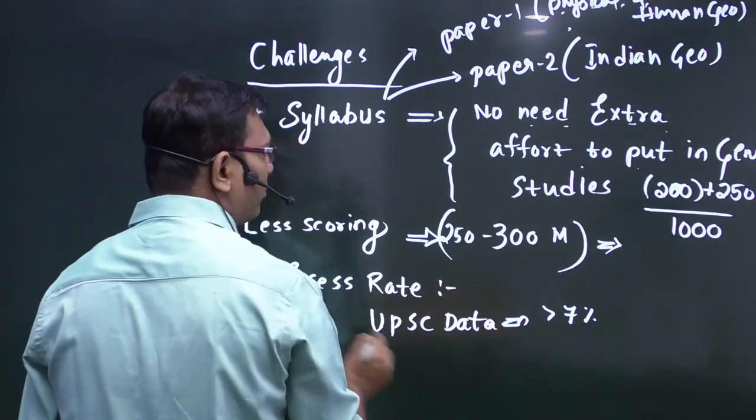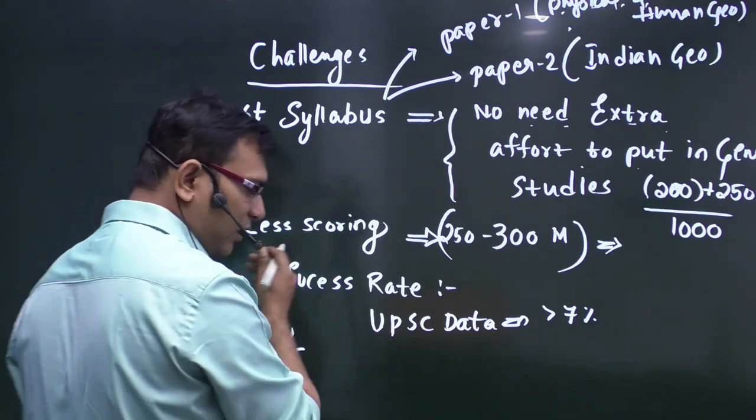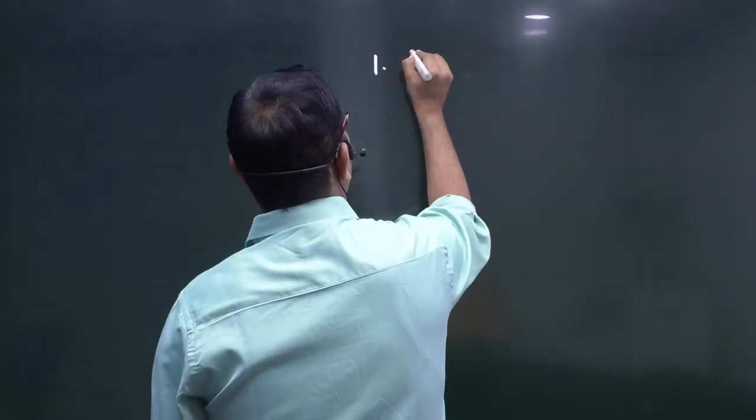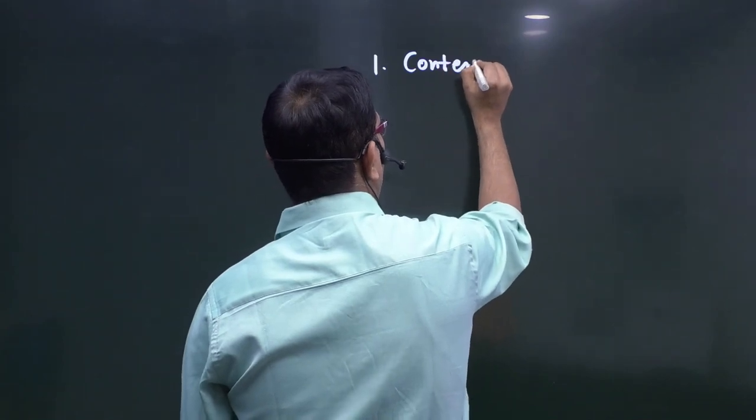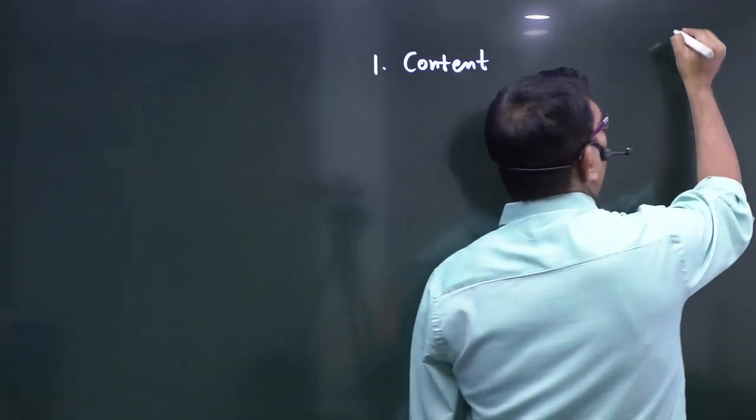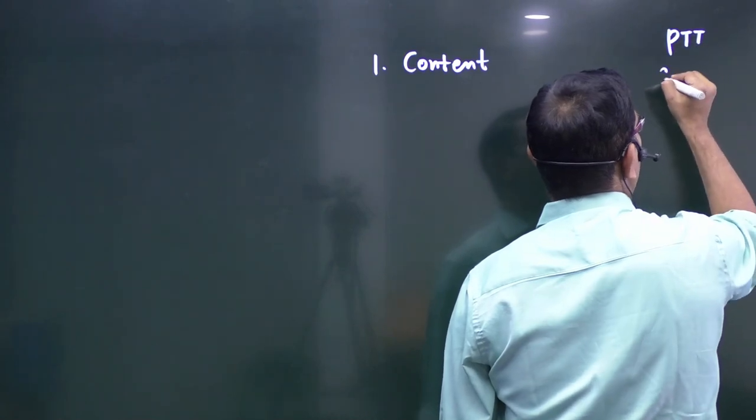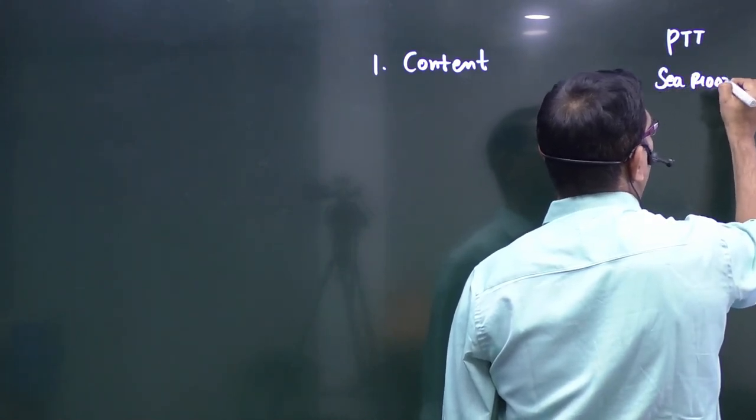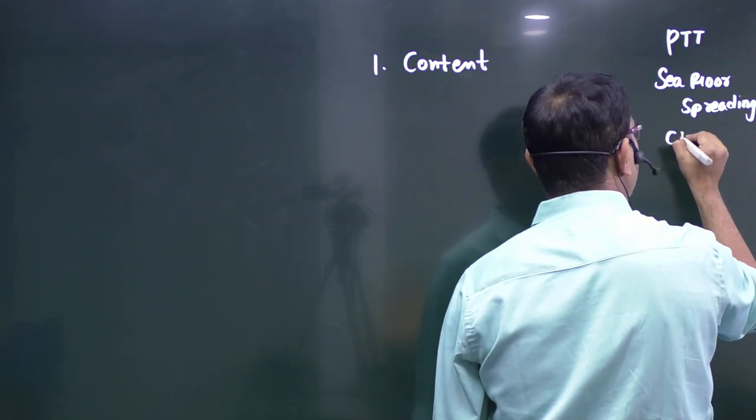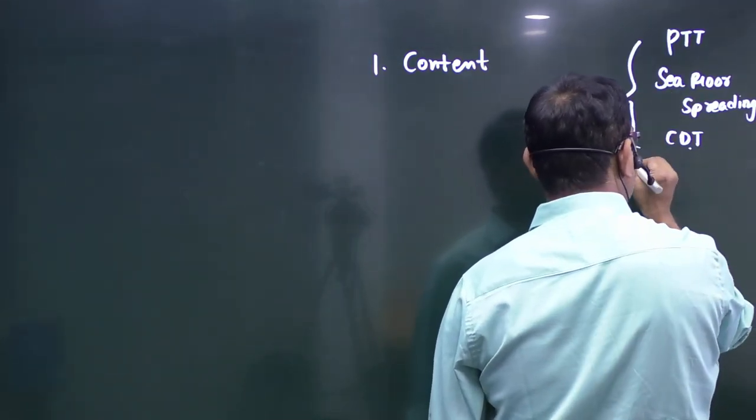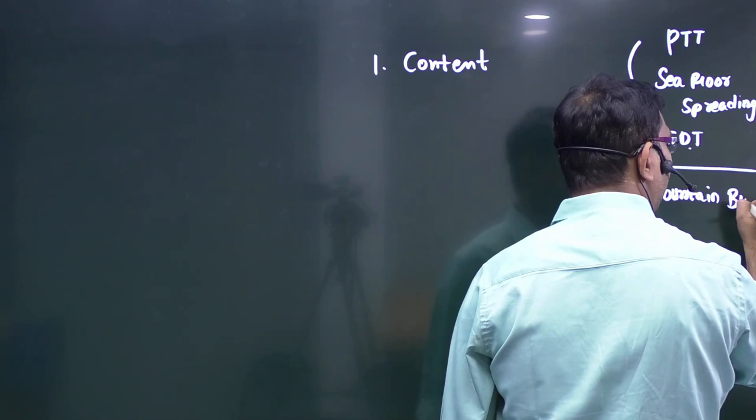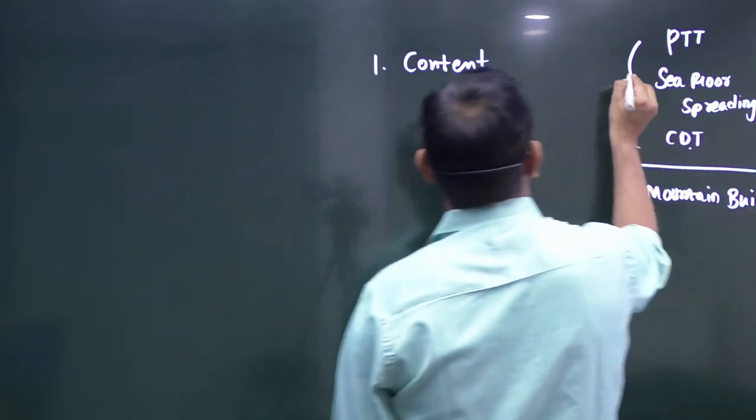So why is the success ratio or scoring low? First of all, scoring can be improved. How? First of all, there should be content in your answer. First and foremost thing is content. For example, I know plate tectonic theory, seafloor spreading, continental drift theory. If a question has come on mountain building, I can write my answer because I know the content.